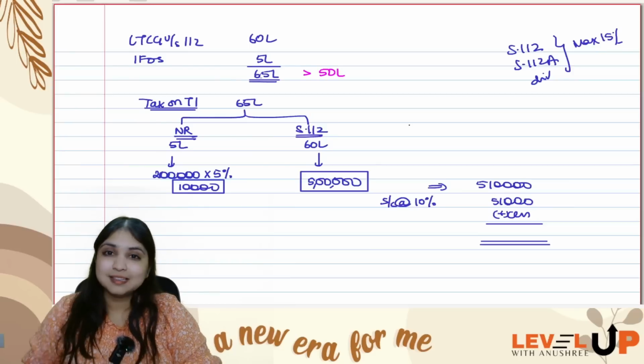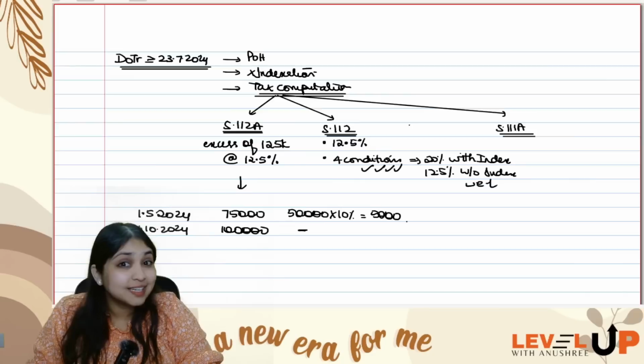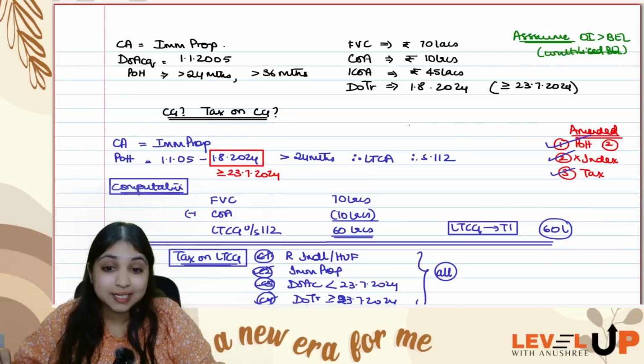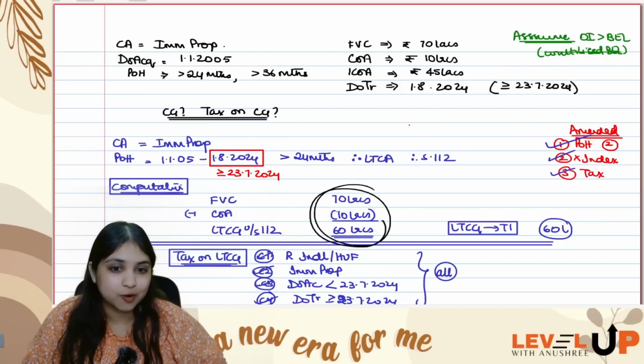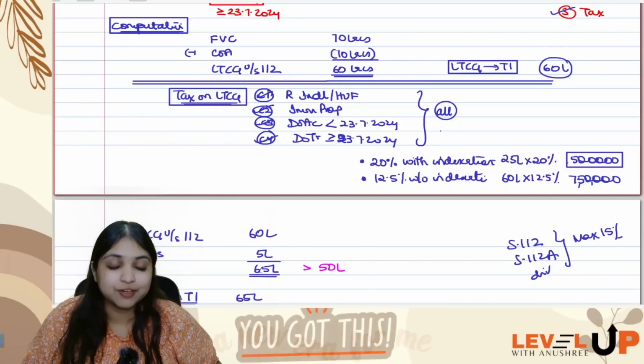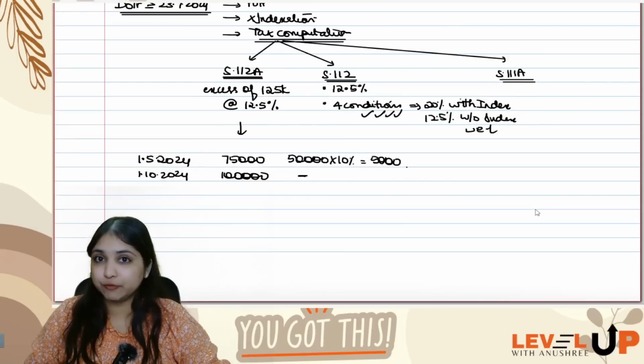I am hoping the question and the example which I gave you over here would have made things a little better for you, at least with respect to 112. When I'm doing my capital gains computation, I will not think about the indexation. But when I'm doing the tax computation, if all the 4 conditions are fulfilled, then I will see whichever is lesser. This is the tax liability which I will have to pay.